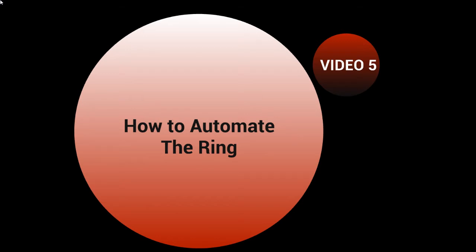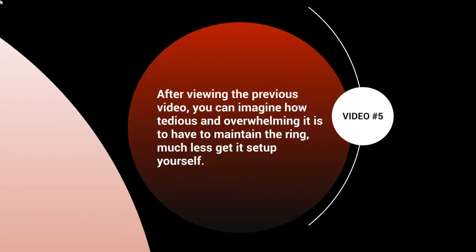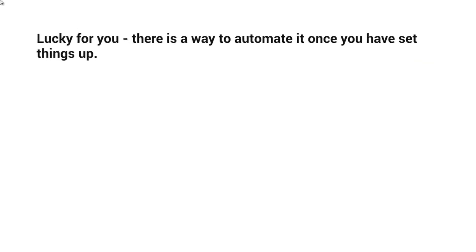Now that you understand how everything is interlinked, how everything is connected, and how you can kind of be creative and make your own ring. After viewing the previous video, you can imagine how tedious and overwhelming it is to have to maintain the ring, much less get it set up yourself. But lucky for you, there is a way to automate it once you have set things up. Getting things set up is the tedious process.